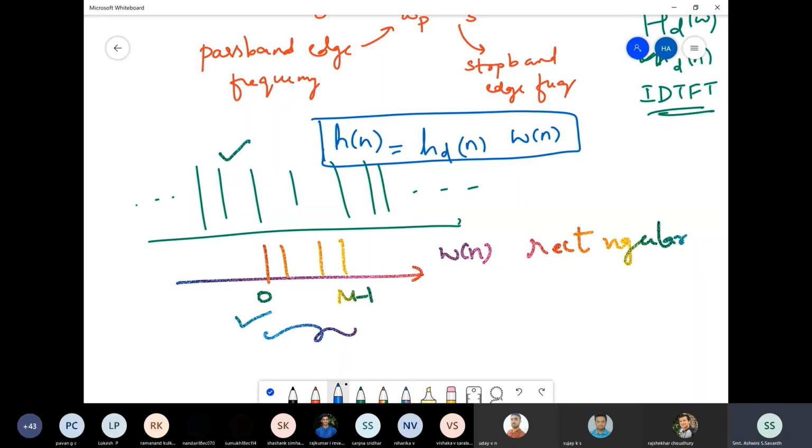It's not only the rectangular window; we have other kinds of windows also. Why we go in for the other kinds of windows, we will see later. So is the overall concept clear to you?